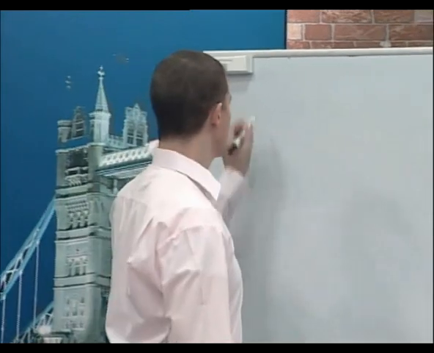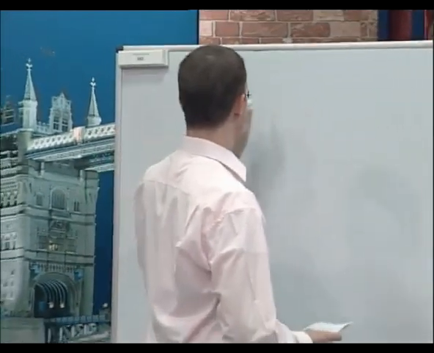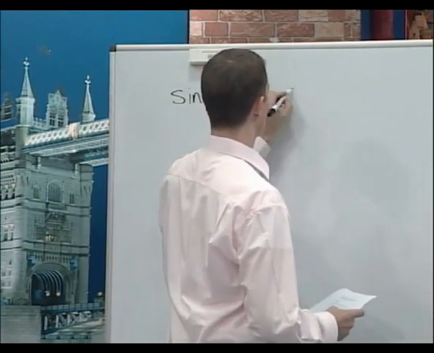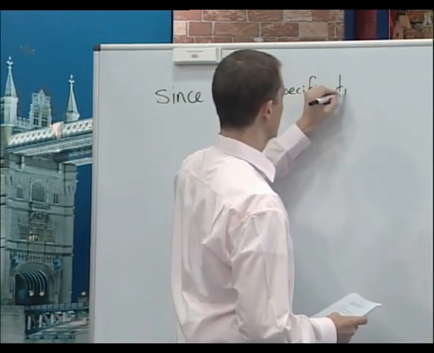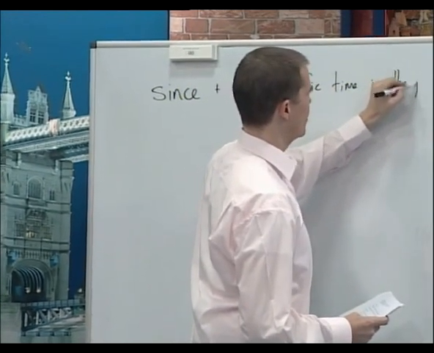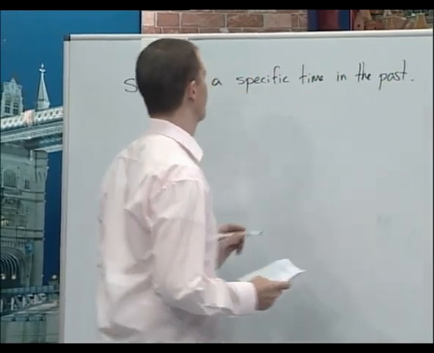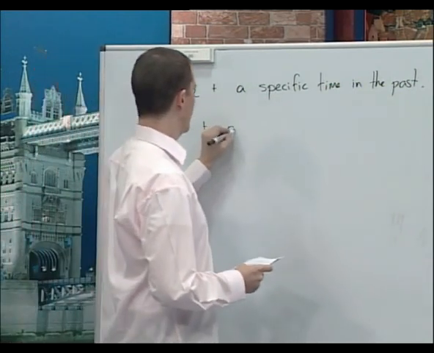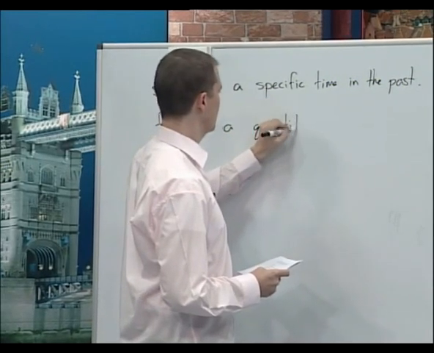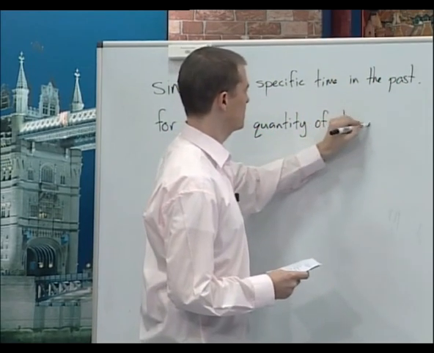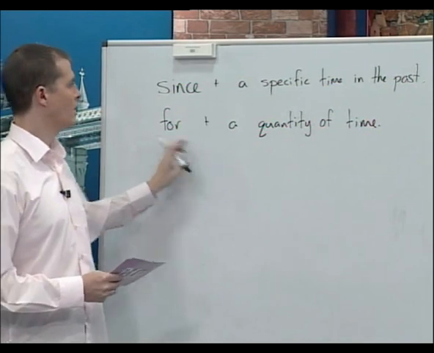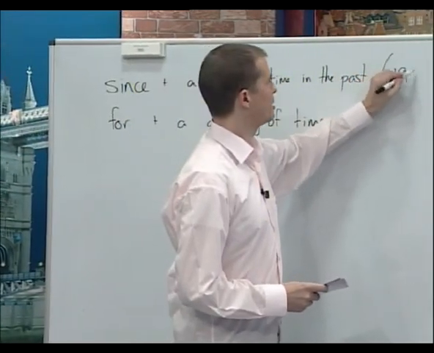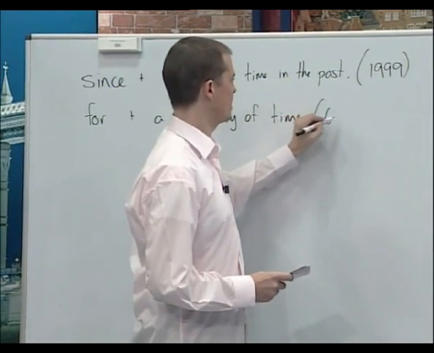We use since plus a specific time in the past, for example, since February or since 1999. And we use for plus a quantity of time. The astronauts have been on the moon for 6 months, for 6 weeks, a quantity of time. Example 1999, and here example 6 months.